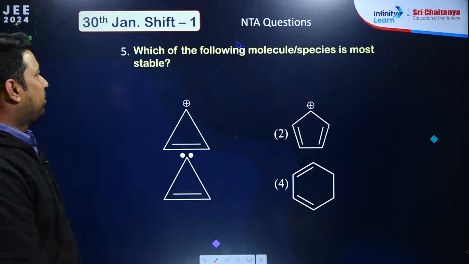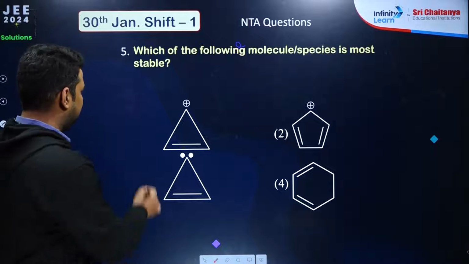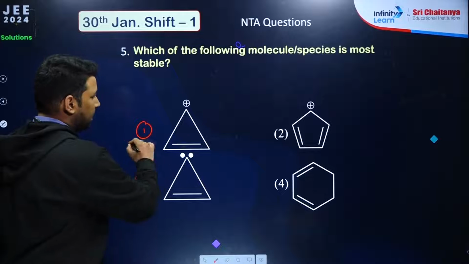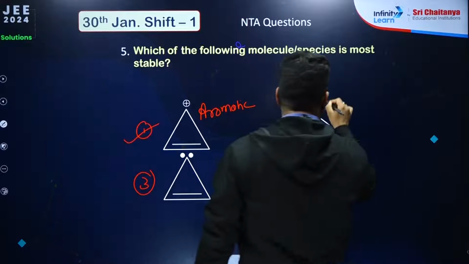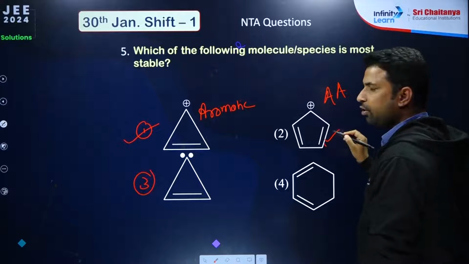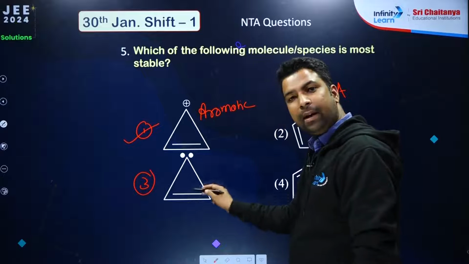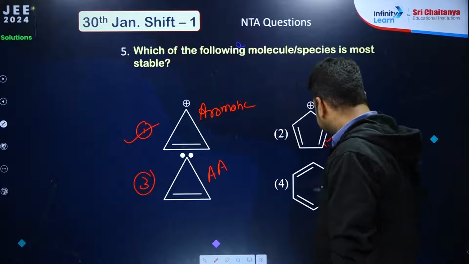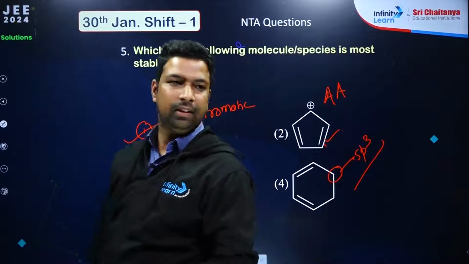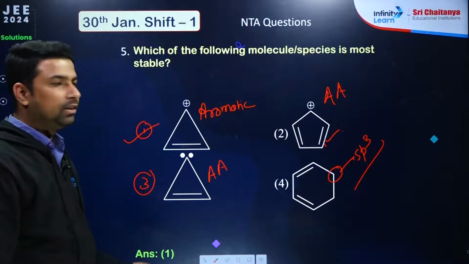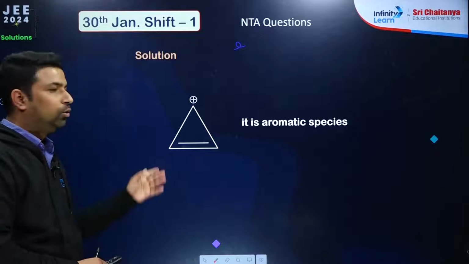Okay. Come to question number 5. Which of the following molecular species is more stable? It is clear that the first option is correct because it is aromatic. This one is anti-aromatic, with 4n pi electrons delocalized. There is 2n pi electron delocalized here. This is again 4n pi electrons delocalized, anti-aromatic, and since this carbon is sp3 hybridized, it is non-aromatic. So aromatic is more stable. That's why option 1 will be the correct one. This is the solution: the aromatic species follows Huckel's rule.